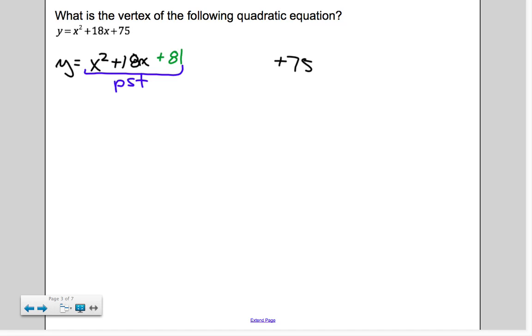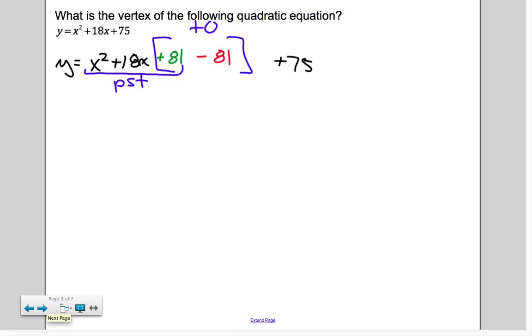Instead of adding 81 to the other side, and that will make it true. Good job, Dan. But what else can I do to keep this true as well? What else can I do, Nicholas? You can subtract 81. Yeah, I can subtract 81. What is it that I'm doing here?